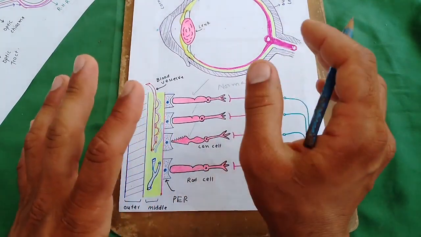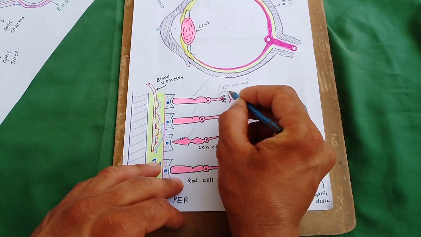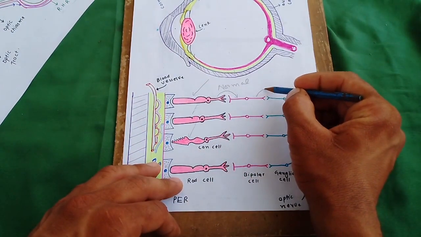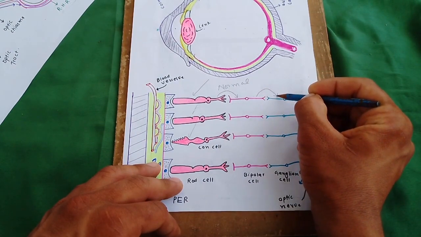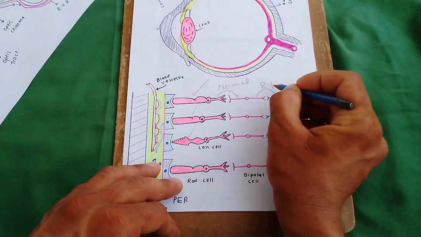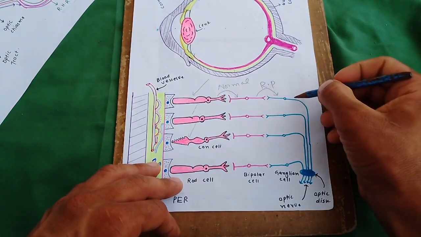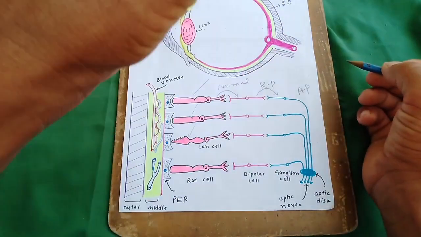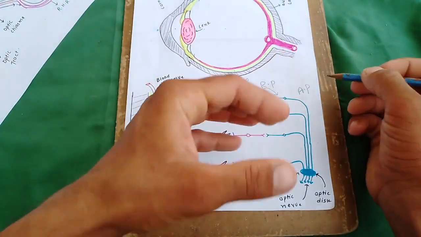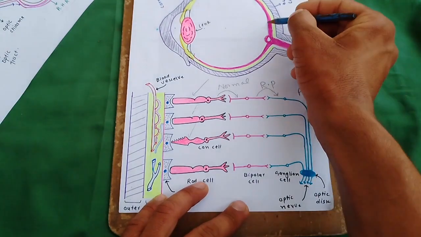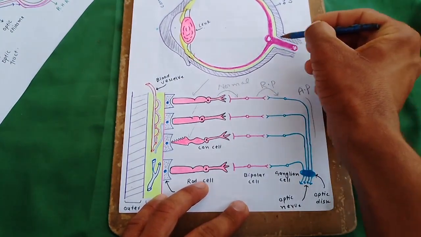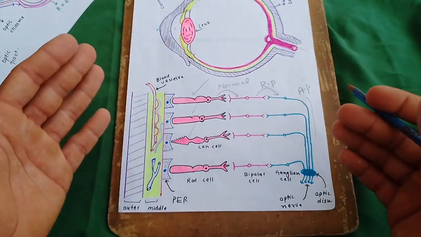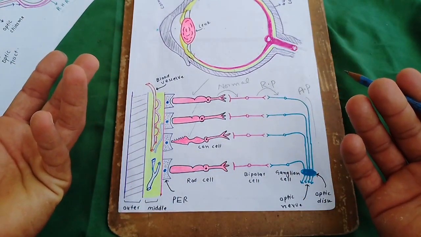So when normal light falls, this is the rod cell and this is the cone cell. They produce a receptor potential, and the receptor potential is transferred to the bipolar cell. The bipolar cell produces another receptor potential, which is transferred to the ganglion cell. In the ganglion cell, the actual action potential, the actual visual current, is produced and goes to the brain through the optic nerve. This is my optic nerve.